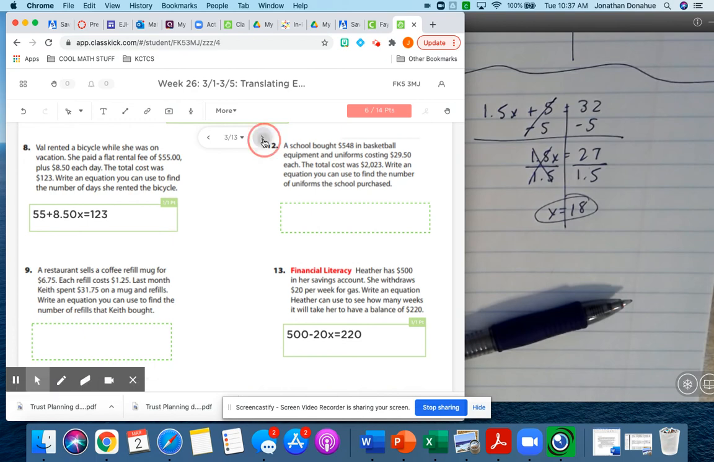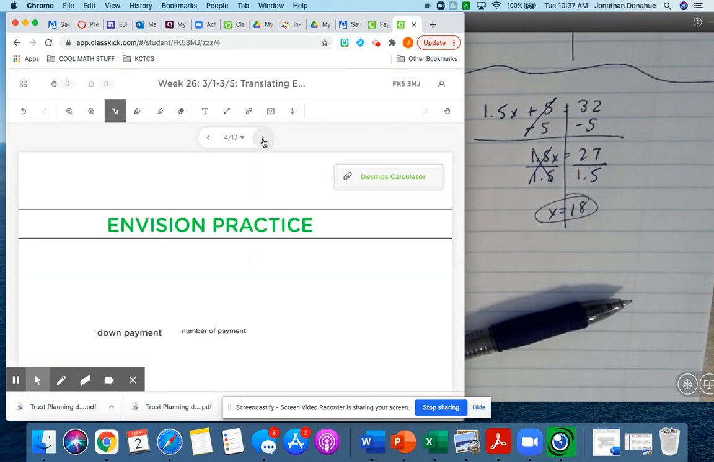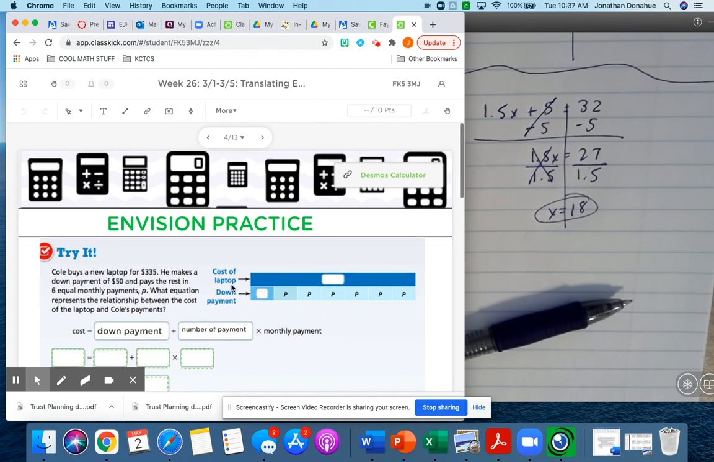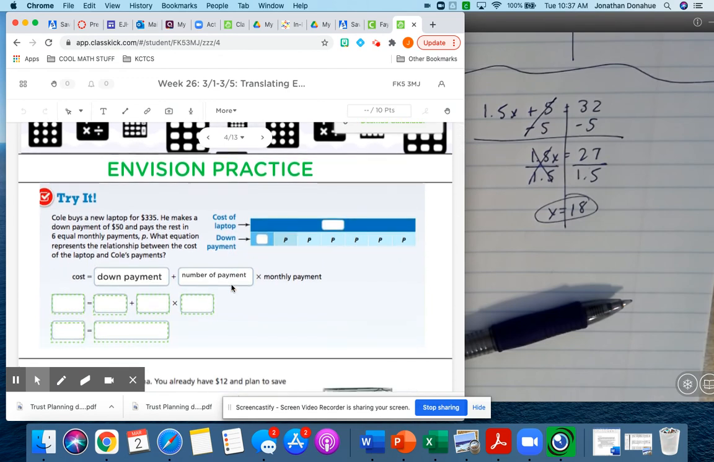All right, guys, let's jump to slide 4. Hopefully you've got most of your points, if not all of your points there. We're going to start with this word problem. They show a visual, which I actually like in this situation. So it says, Cole buys a new laptop for $335. He makes a down payment of $50 and pays the rest in 6 equal payments. What equation represents the relationship between the cost of the laptop and Cole's down payments?